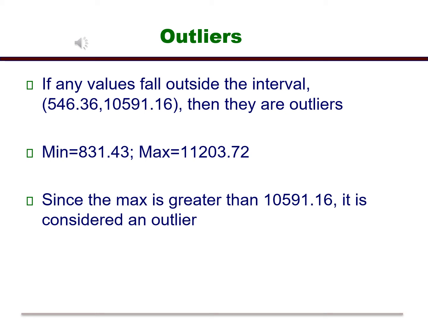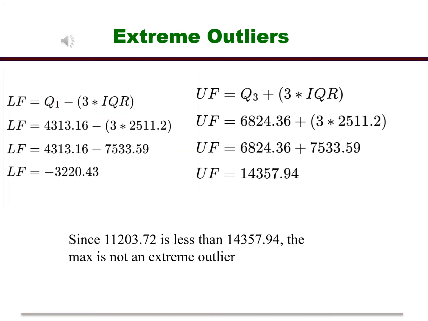Now let's check for extreme outliers. Here are the calculations for extreme outliers. Since the minimum value is not an outlier, it will not be an extreme outlier. In terms of the maximum value, since it is less than the upper floor, we determine it is not an extreme outlier. Now let's look at the numerical summary.